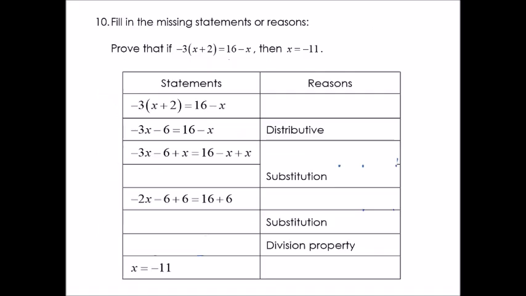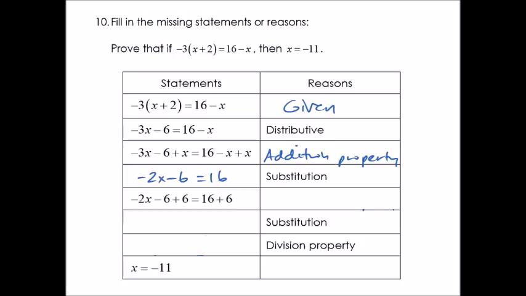Let's move to number 10 in the packet on the top of page 6. The first statement is the equation we're solving, so that reason is given. Then the distributive property is used to multiply the -3 by x plus 2. And I can see when I compare the second and third lines that x is being added to both sides. That's the addition property. And then substituting on the left side, -3x minus 6 plus x is -2x minus 6. And on the right, 16 minus x plus x is 16.